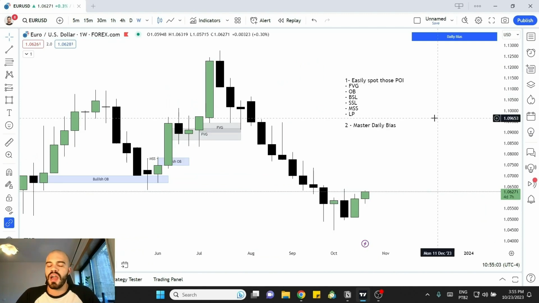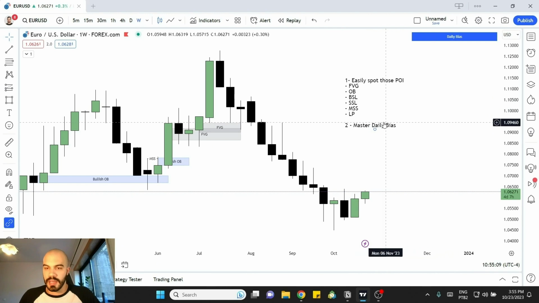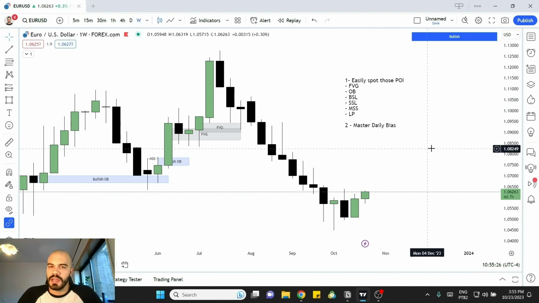So second, after you master finding those points of interest in the marketplace, you need to master the daily bias. It's very important, guys, that you master finding those points of interest before you try to master the daily bias. Because the daily bias is going to depend exactly on where the marketplace is located at the moment. So if we are inside of a value gap, we can expect certain behavior in that zone.